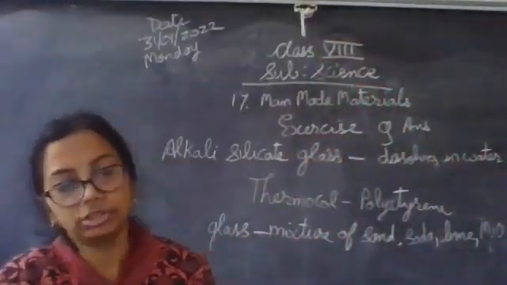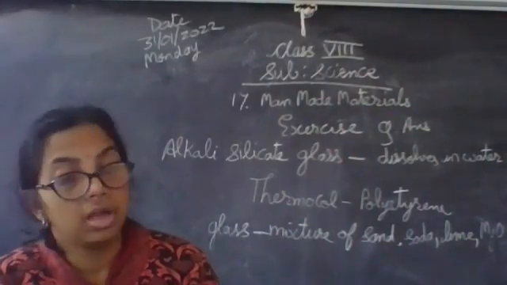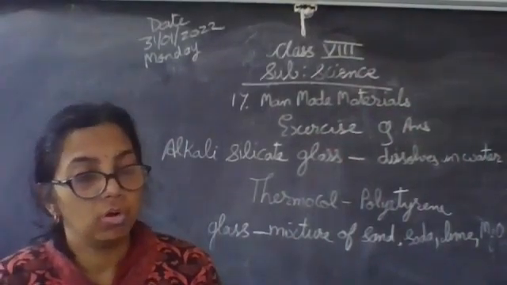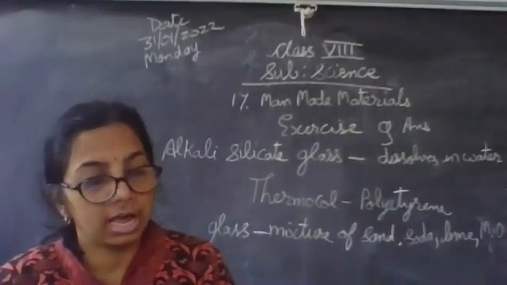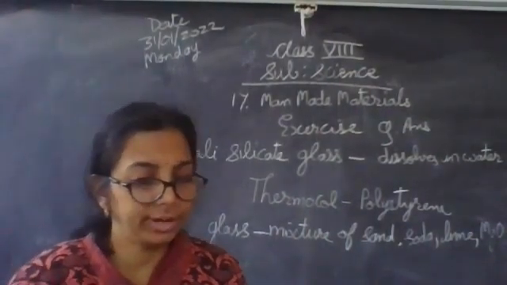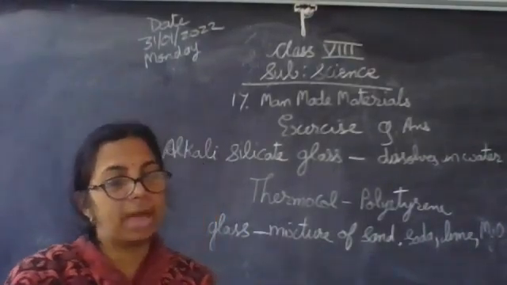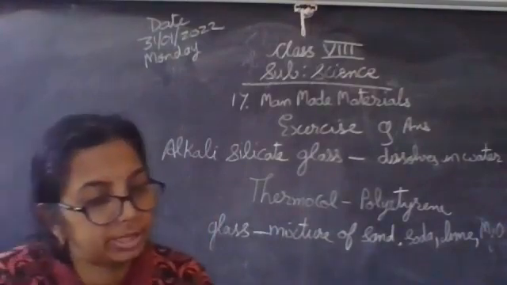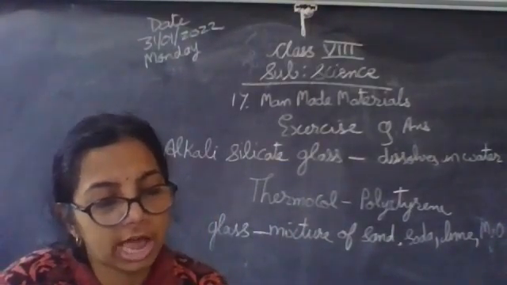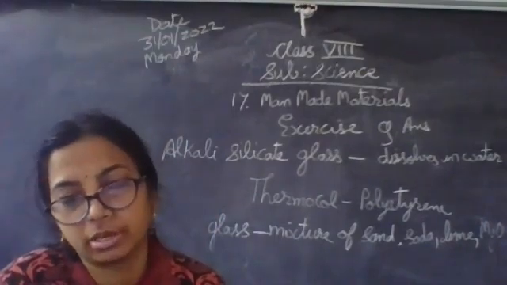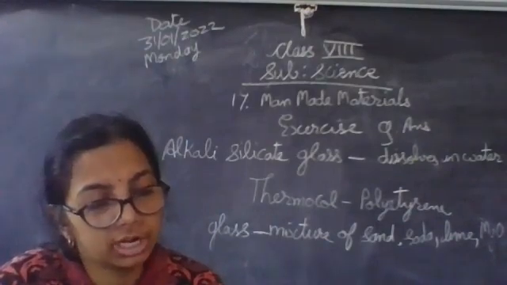That only you have to write for this answer. Then how is plastic produced? Plastic, we all know, is a man-made material. Here you see, a man-made material showing the property of plasticity and made up of organic polymers. Plastic is made out of organic polymers.